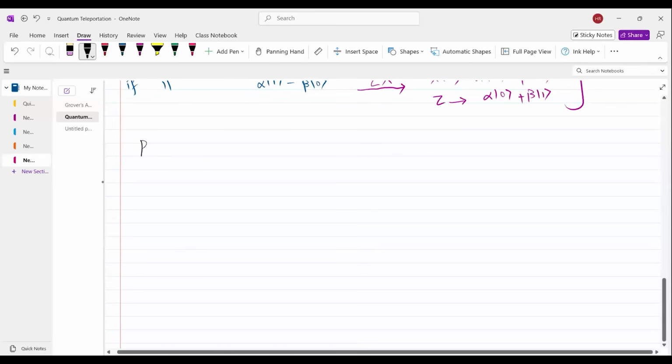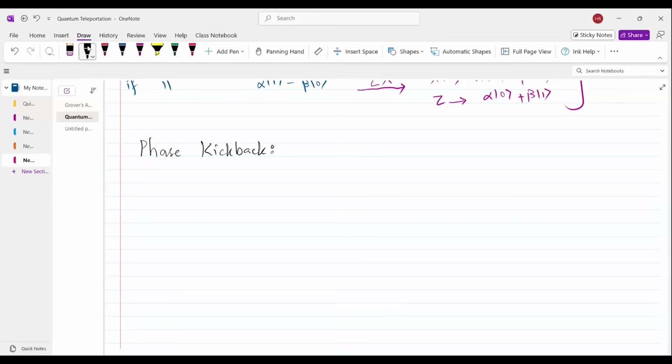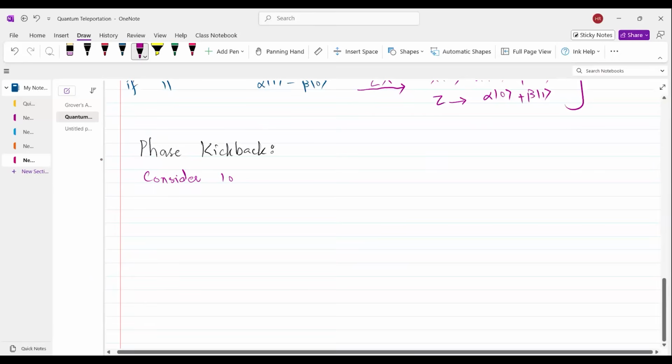So the next topic that I would like to talk about is the phase kickback effect. We will begin by noticing the effect of the CNOT operator on the state |01⟩. So consider the state |01⟩, and we apply Hadamard over the state |01⟩ to get these states into superposition.